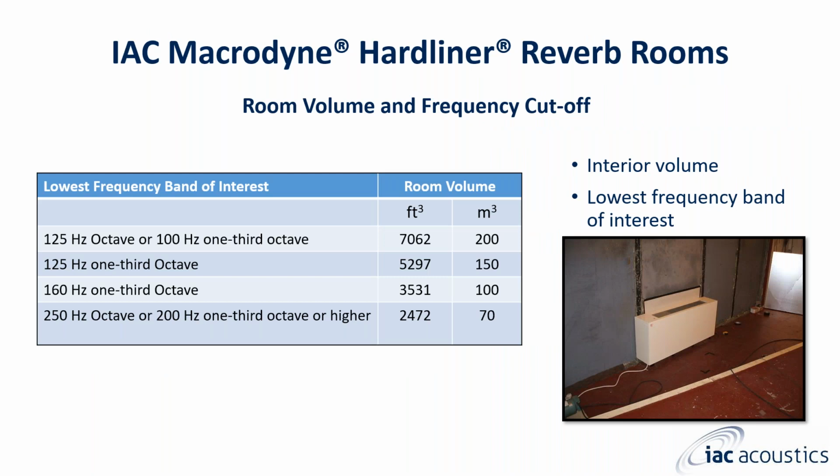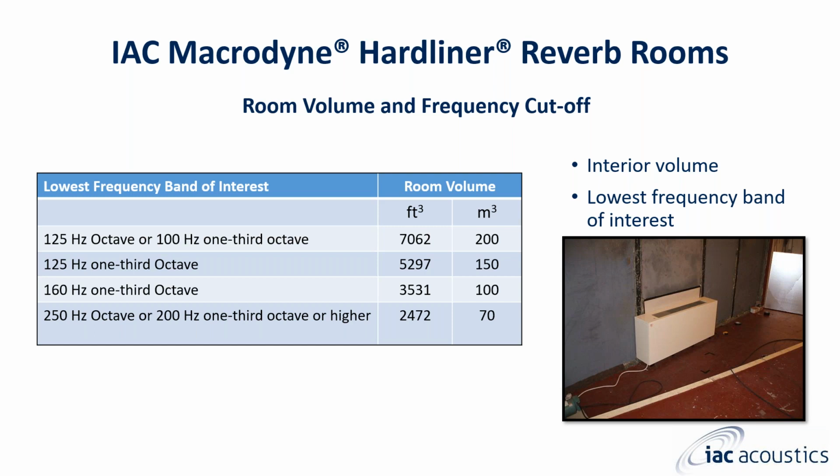IAC Moduline reverberation rooms are designed and constructed to meet current standards. These standards generally require that the room be large enough and have a low total sound absorption to provide an adequate reverberant sound field for all frequency bands of interest. Additionally, modal density, or the number of resonant modes per unit of frequency, is taken under consideration. For most applications, we recommend the preferred minimum volumes, which are a function of the low cutoff frequency as shown in the table on the slide.